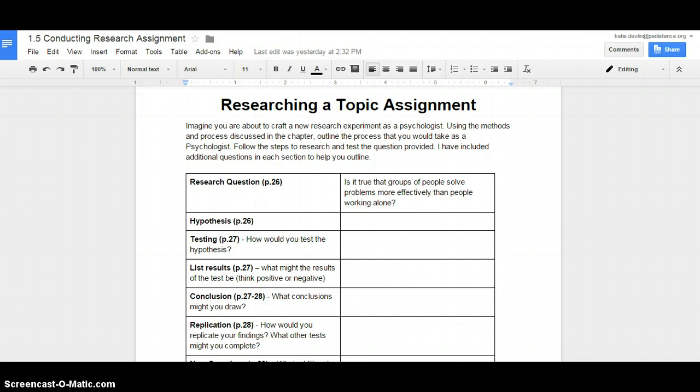So here you're going to look at the findings of your fake study and you're going to determine what conclusions you might be able to come to in that situation. Our next step is replication, which is how would you replicate your findings? So how could you make this happen again? And what other tests might you complete to receive similar results?